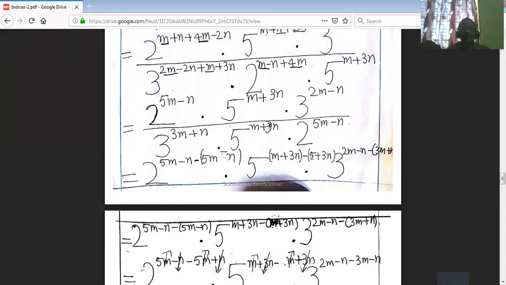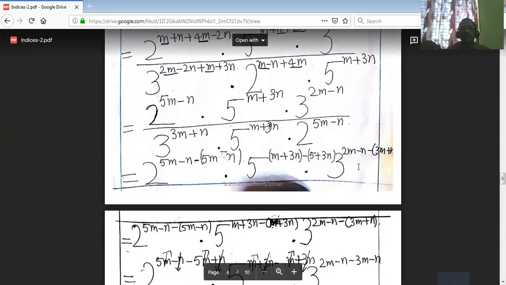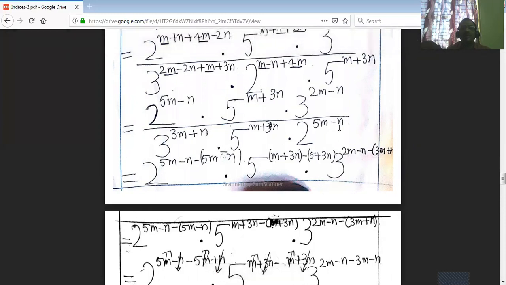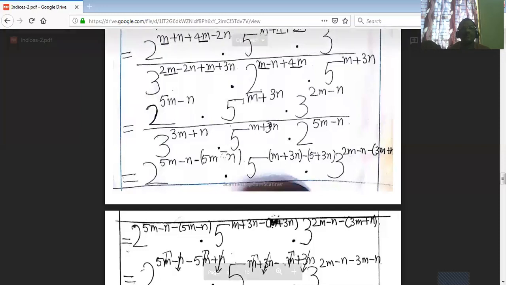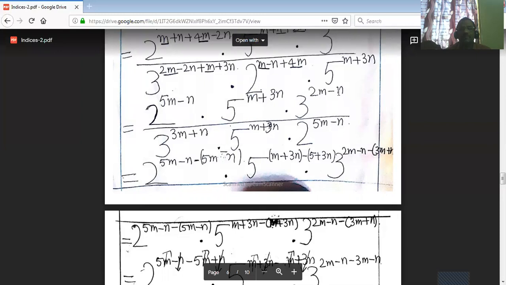Okay, maybe there is some correction here. This is m plus 3n. Now 3 to the power of 2m minus n, 2 to the power of minus 5m minus n. Look at this 2 here. Now 5m minus n, and this is 5m minus n. Next 5 to the power of m plus 3n, and again this is m plus 3n. Now 3 to the power of 2m minus n, this is minus 3m plus n.